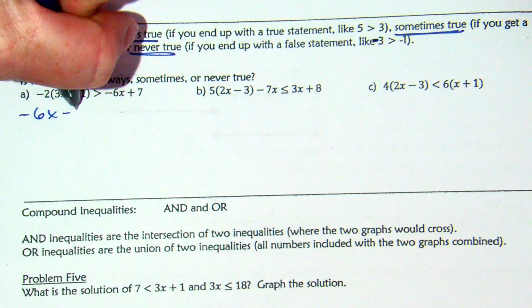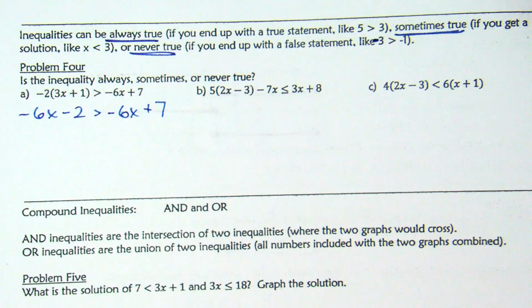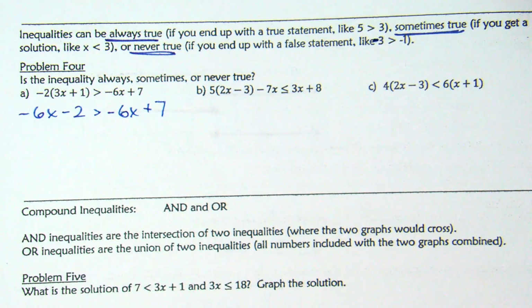I almost feel like I could stop now. Because when you take that next step, what's going to happen in that next step? Sierra? Yeah. If you have a negative 6x and you start adding 6x to both sides, because these x's are identical, they're going to cancel. So I don't even really have to do that next step. Just look at what are my remaining pieces. And my remaining pieces are negative 2 greater than 7.